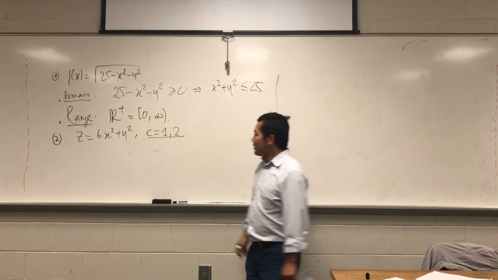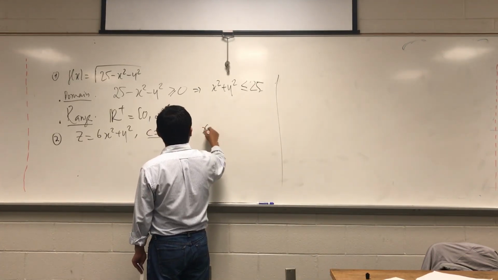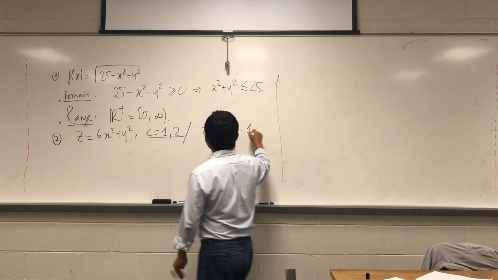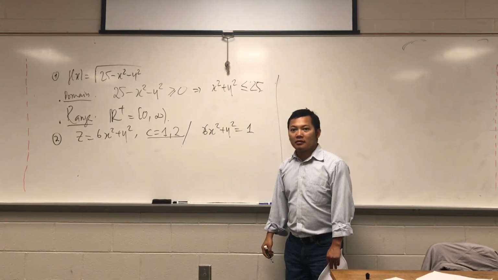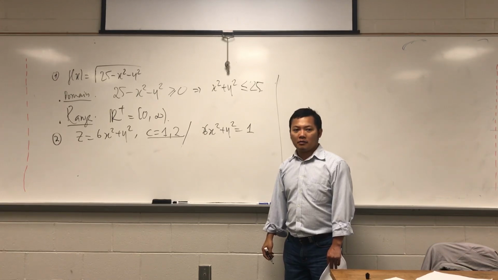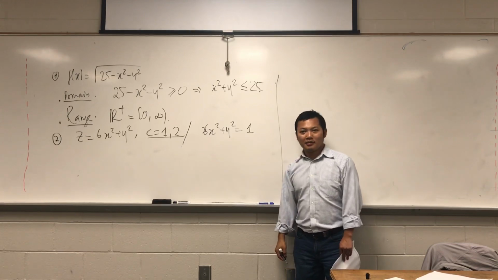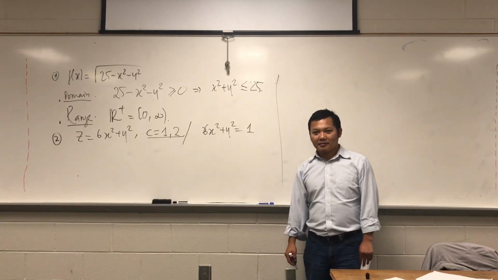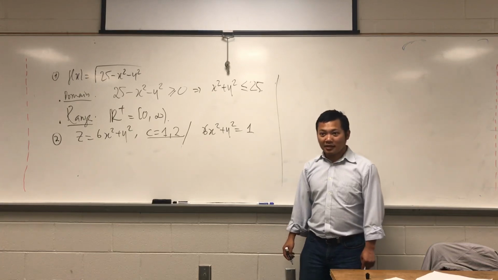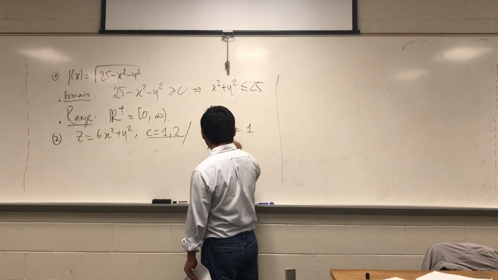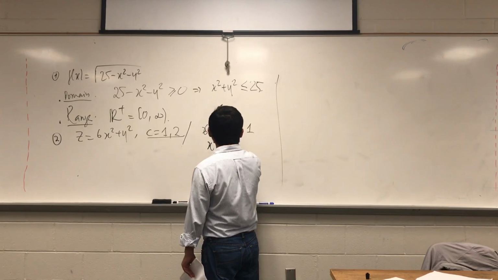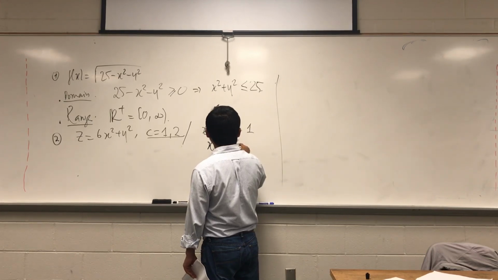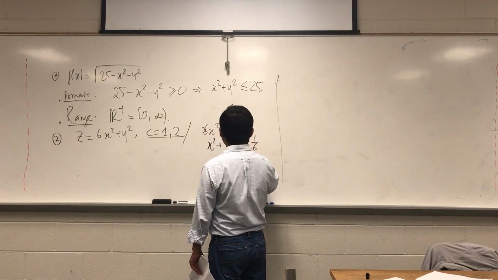Let's set the function equal to 1. So you have 6x squared plus y squared equal to 1. So what's that? Is this a circle? No. Ellipse. Ellipse, right? So the ellipse you can write as x squared over 1/6 plus y squared equal to 1, right?